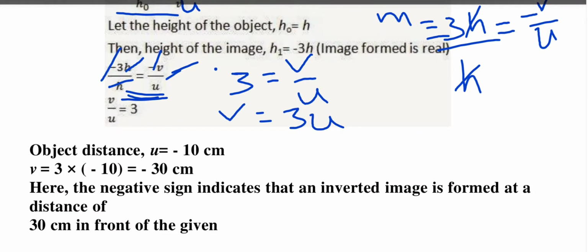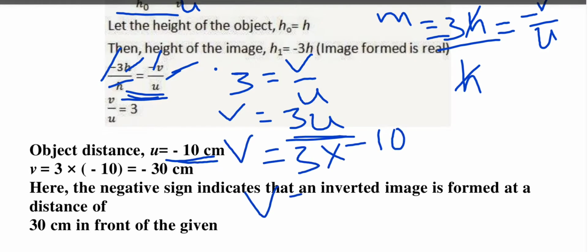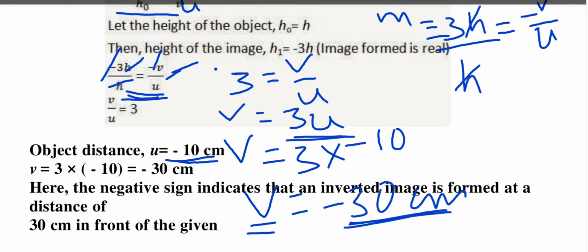So we have the value of u. They have given the object distance as 10 centimeter. Since the object is placed on the left side of the mirror, we have to take it as minus. So v is equal to 3 into minus 10. So v will be equal to minus 30 centimeter. So 30 centimeter is the distance of the image. This minus indicates the image is on the same side as the object, that is, the left side.